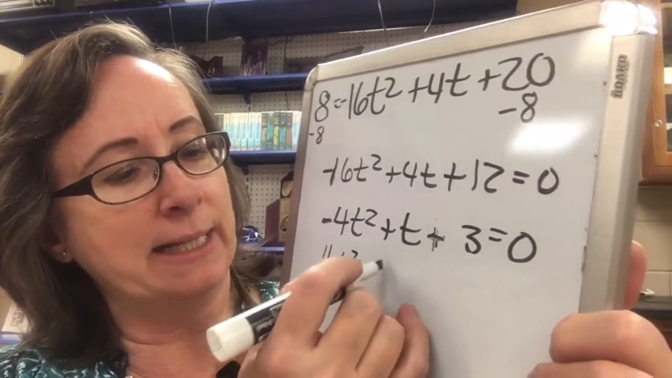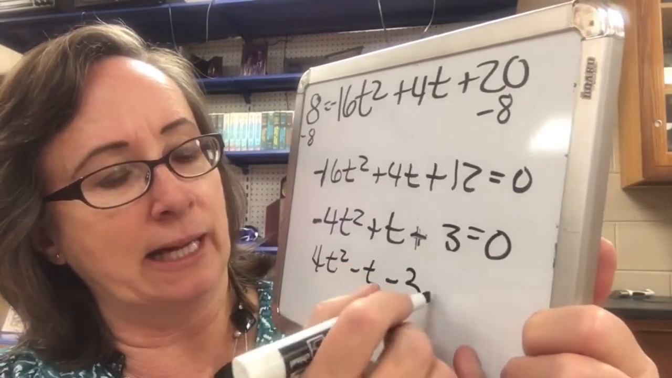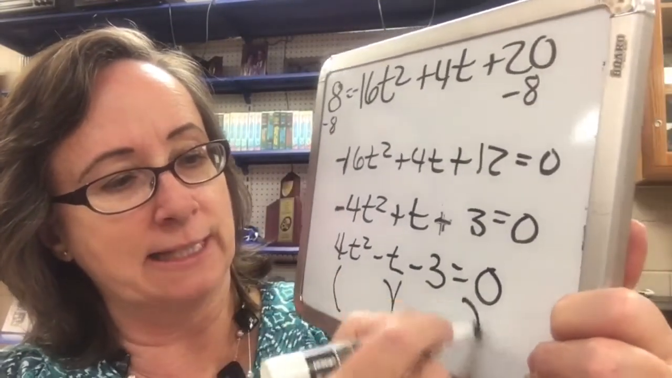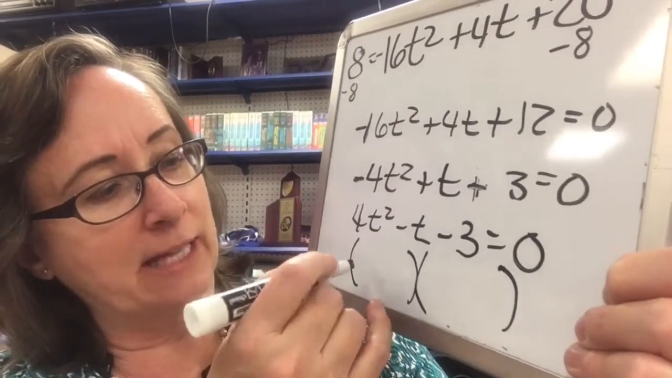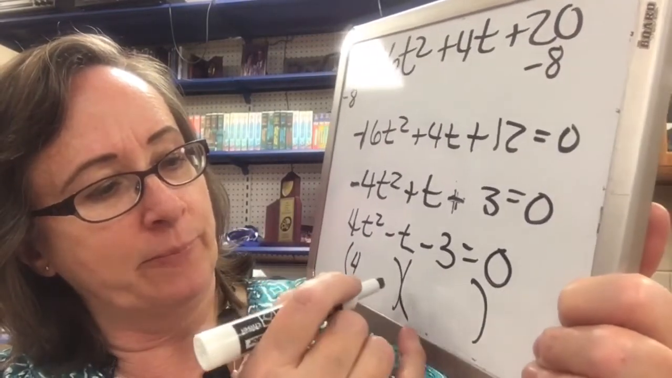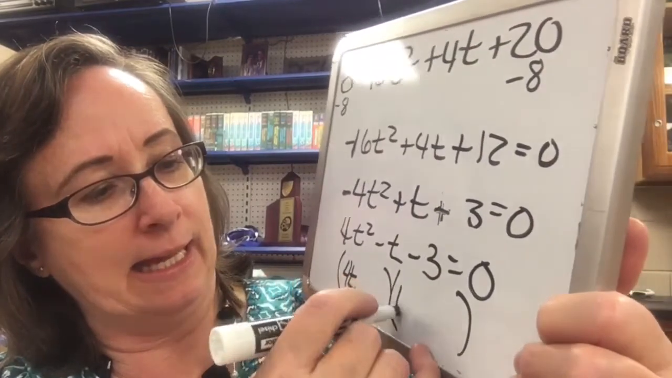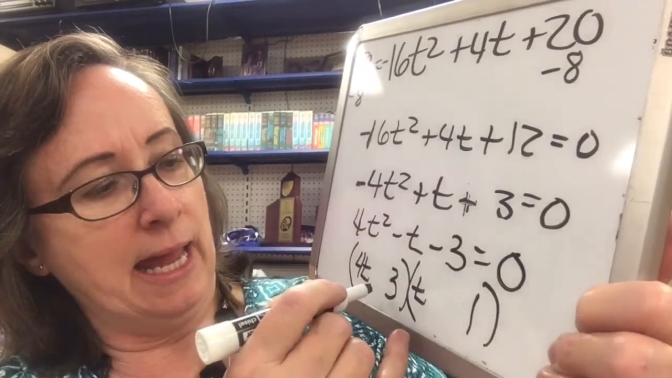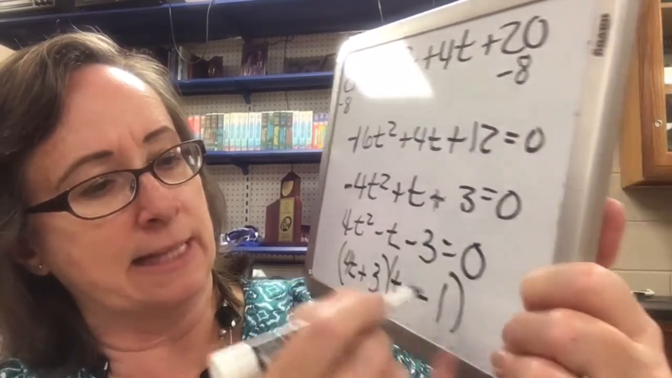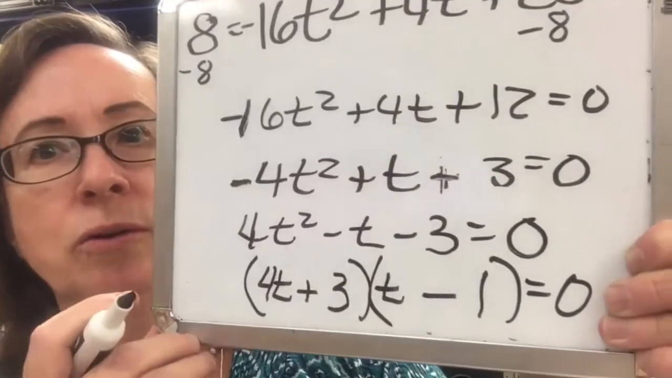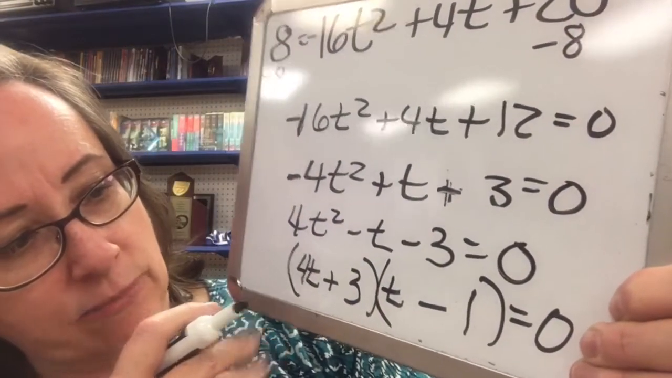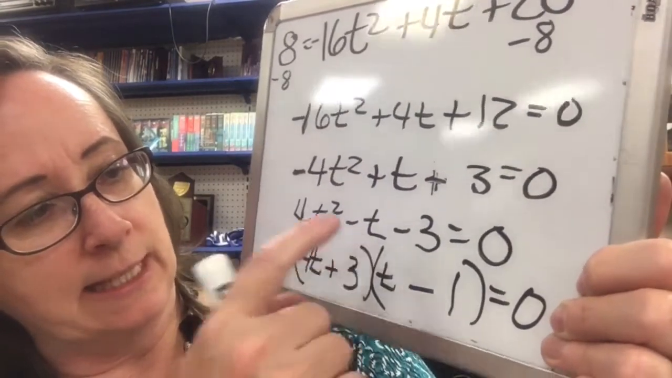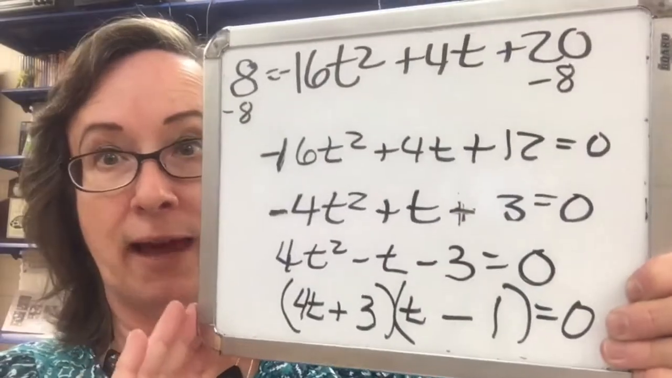4t squared minus t minus 3 equals 0. Now this thing might actually factor. Let's see. When I factor it, if I put a 4t and a t, and a 3 and a 1, and a negative and a plus, do I get back to here when I FOIL it? Let's do it. 4t squared, 3t minus 4t is a -t, minus a 3, so it does factor.